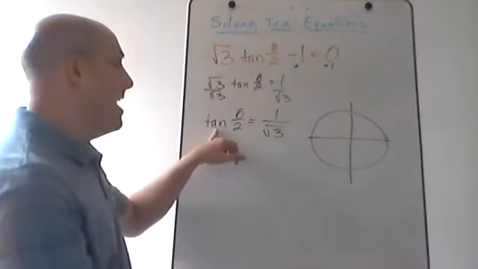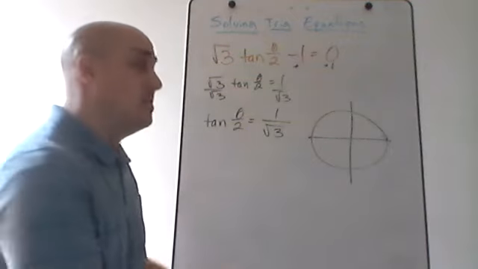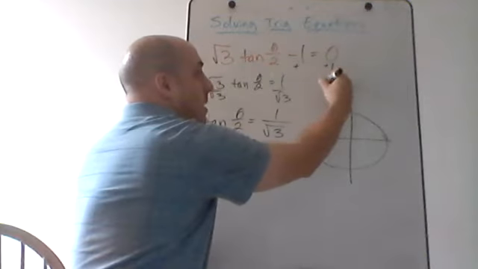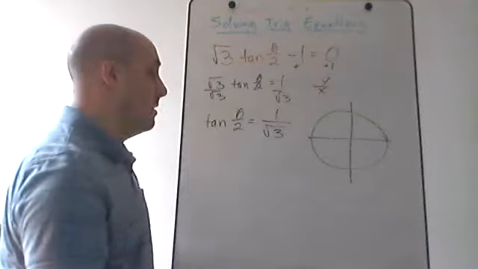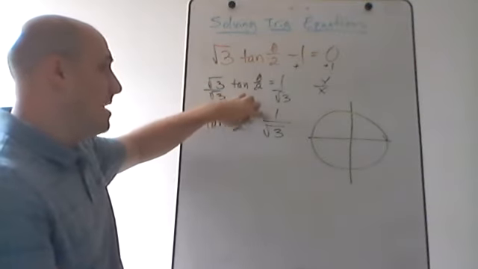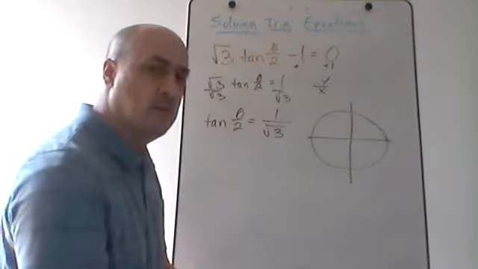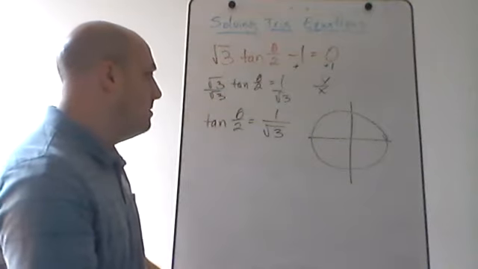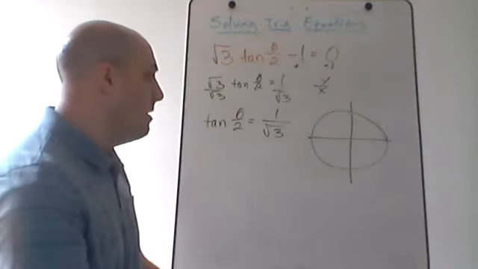Remember, when I'm dealing with the terminal points on the unit circle, tangent is the y-coordinate over the x-coordinate. So my y over my x has to simplify to be 1 over square root of 3. What point on the unit circle, when I do the y over the x, will I get 1 over root 3?